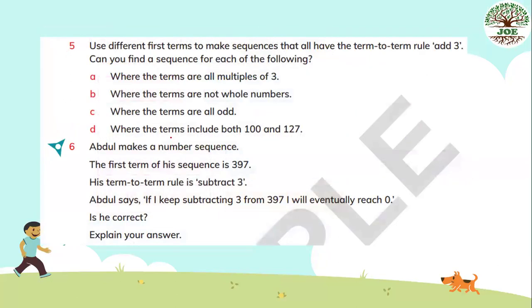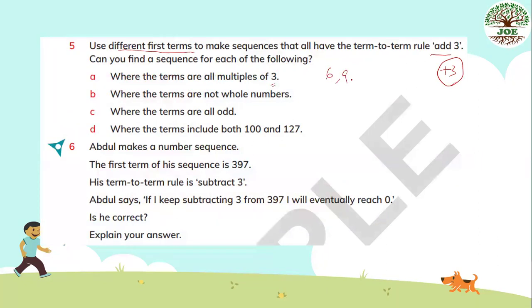And number five, use different first terms to make sequences that all have the term to term rule add 3. Can you find a sequence for each of the following? Part A, where the terms are all multiples of three.